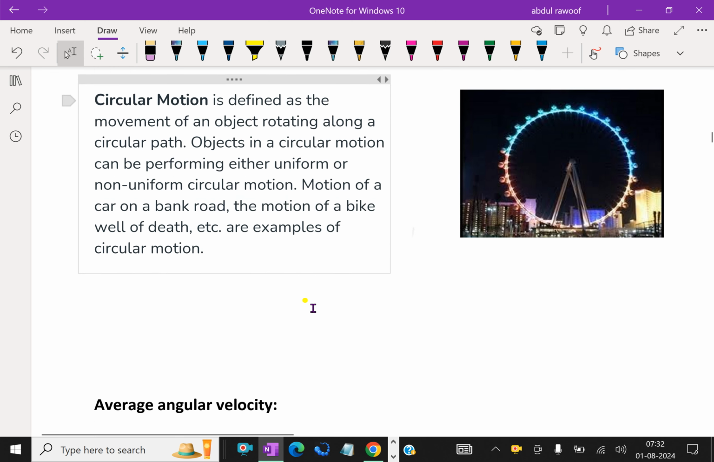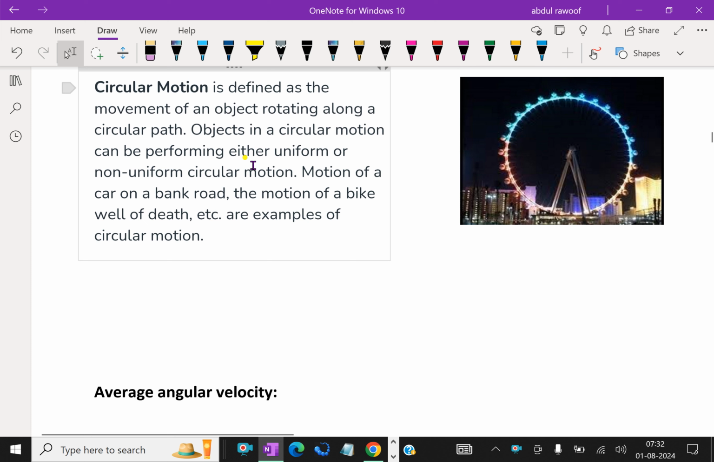In physics, formulas and their explanation, let us discuss circular motion. A circular motion is defined as the movement of an object rotating along a circular path. An object in circular motion can be performing either uniform or non-uniform circular motion. The motion of a car on a banked road, the motion of a bike, the well of death, etc. are examples of circular motion.